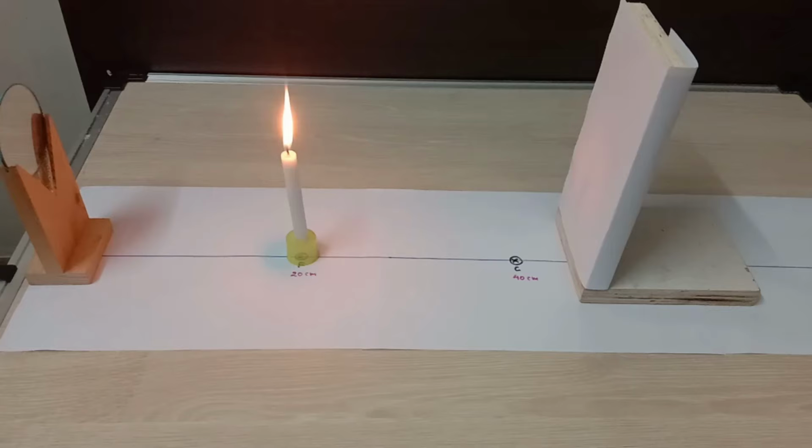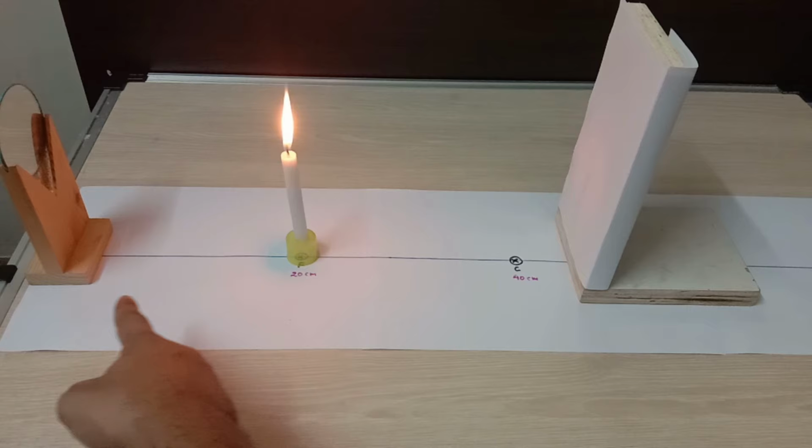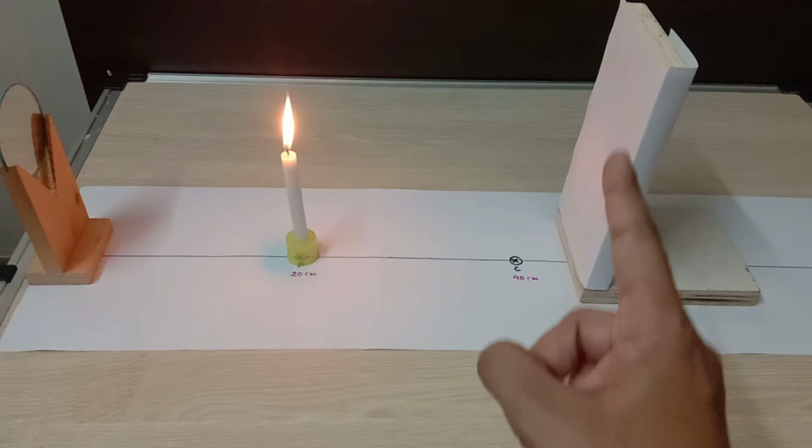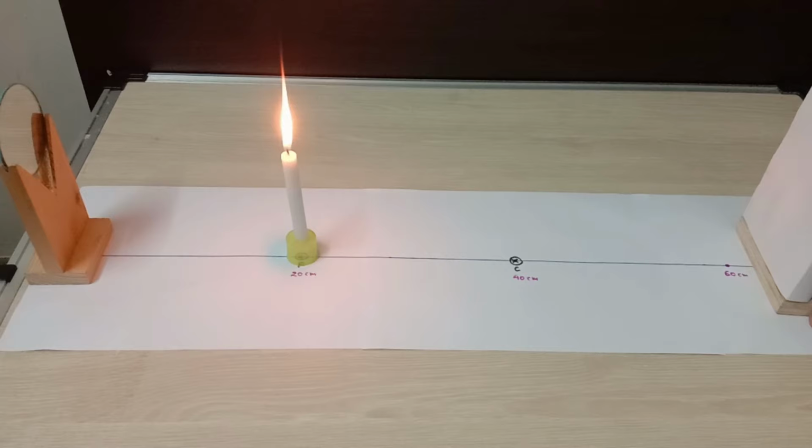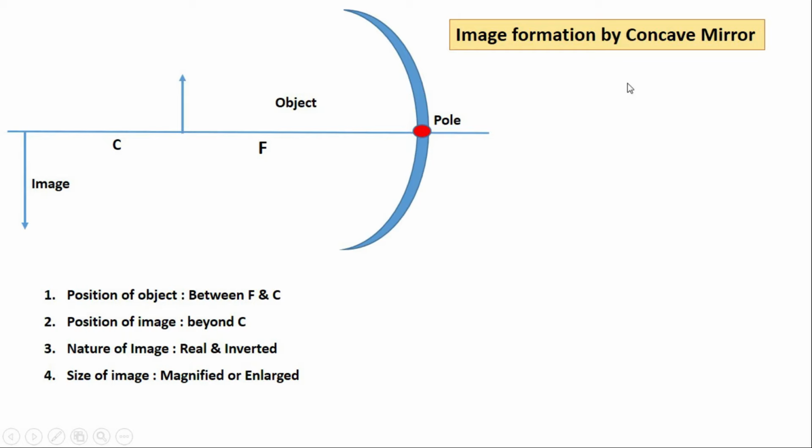Now the object is kept on the focus at a distance of 20 centimeters from the mirror. Since the image will be formed at infinity, even if I try to move the screen forward and backwards, I will not be obtaining the image on the screen, because the screen has to be very, very far away from the pole of the mirror to obtain the image.